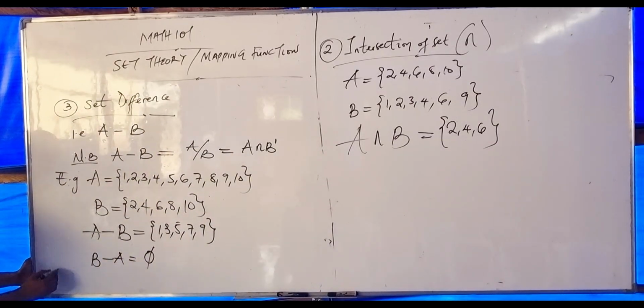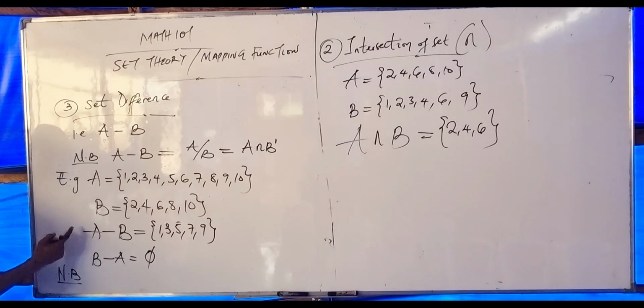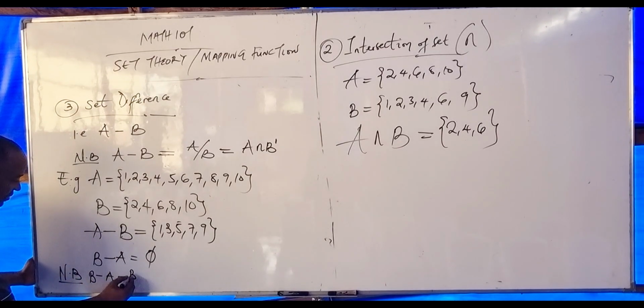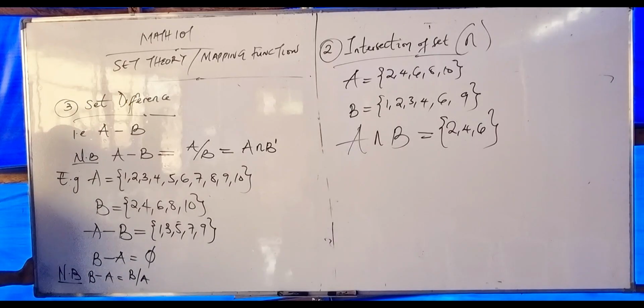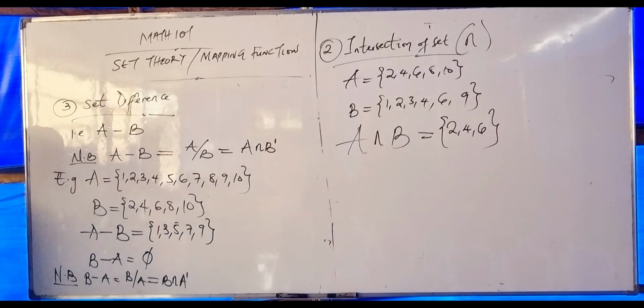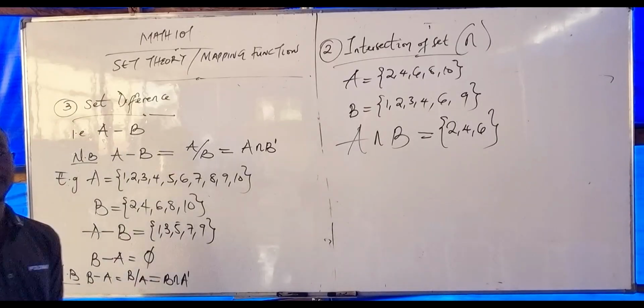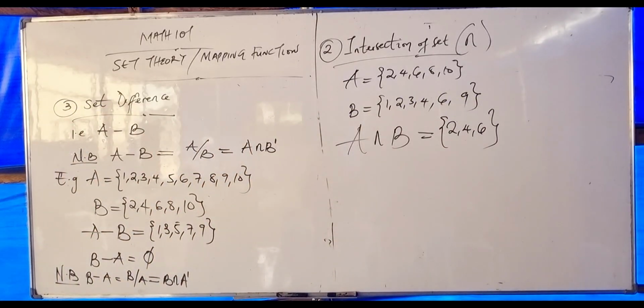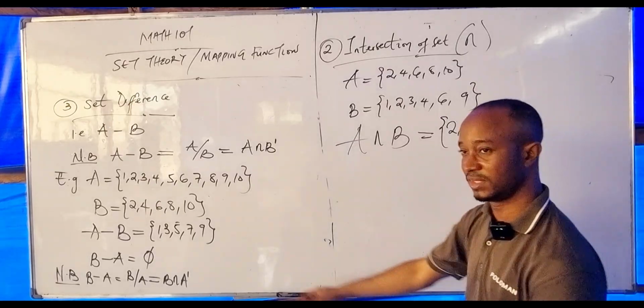We have to also note that B difference A is the same as B slash A, right? Also the same as B intersection A complement. Please take note of this. Right now we go into analytical proofs in sets. I will explain all of this.